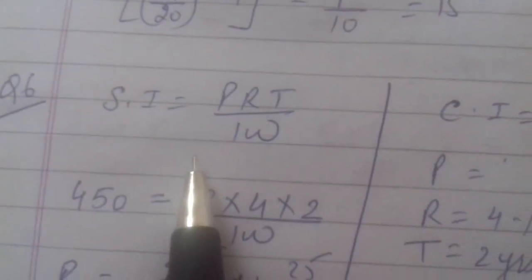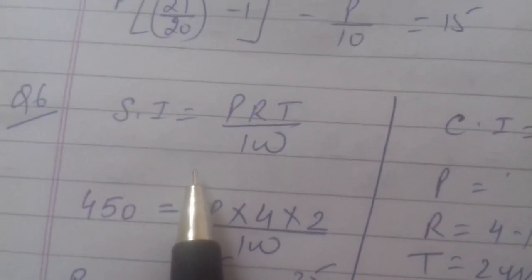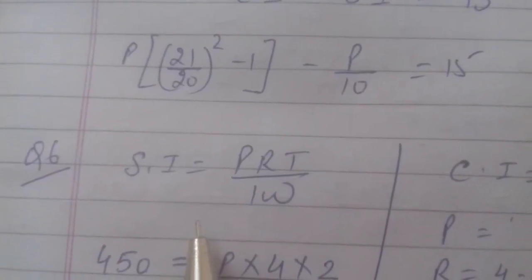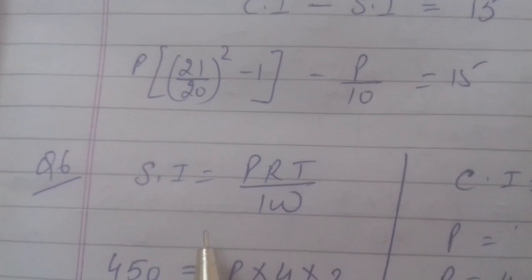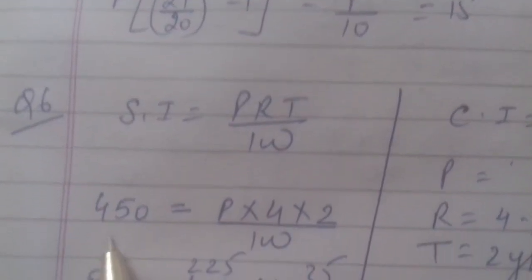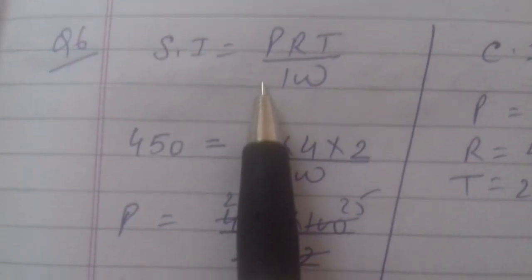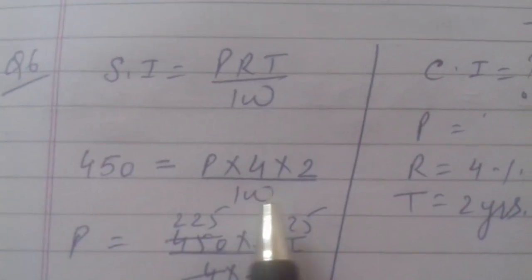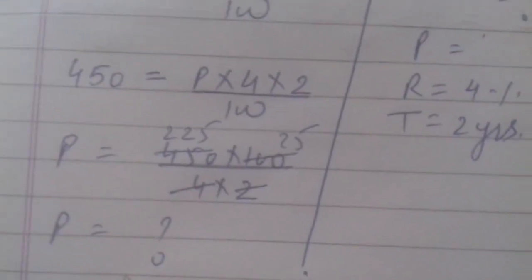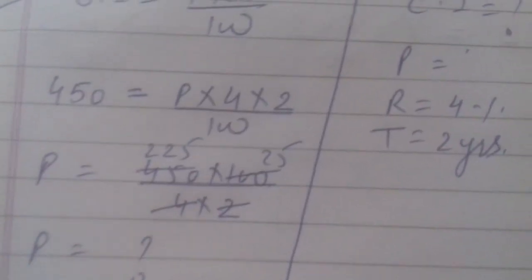Sixth question, simple interest on a certain sum of money, means again principal is missing. We have to find it out. For 2 years at 4% is rupees 450. You are given simple interest is 450 and principal is missing. See children, by putting the values from here we'll find out principal. Very easily we can find out principal.